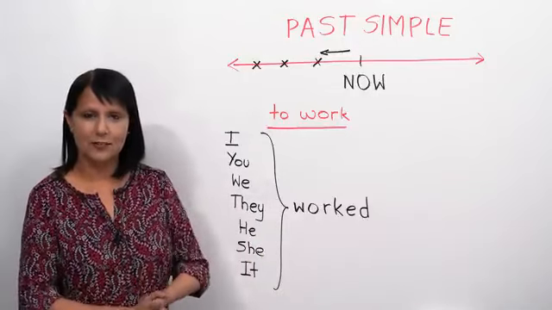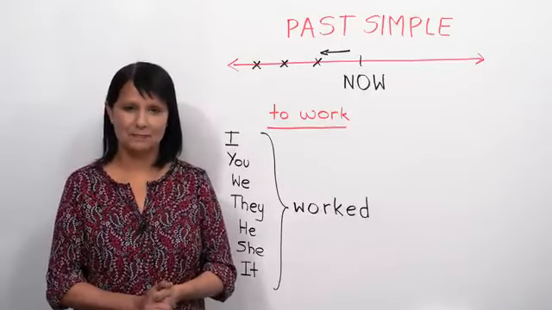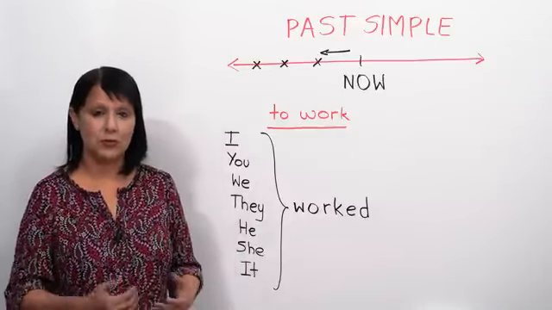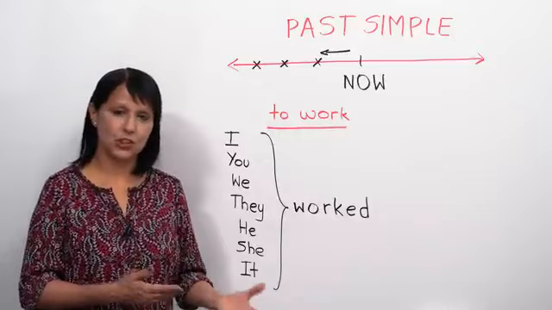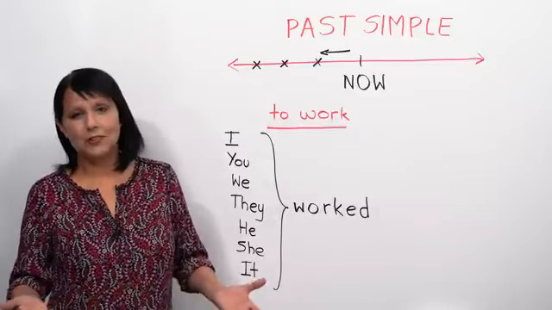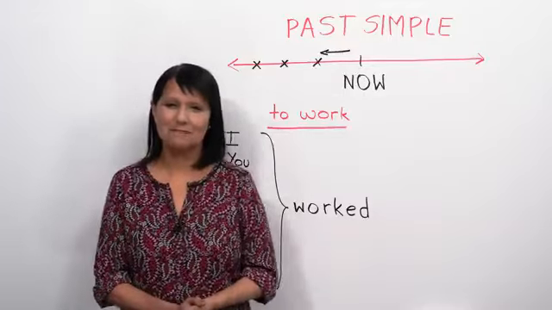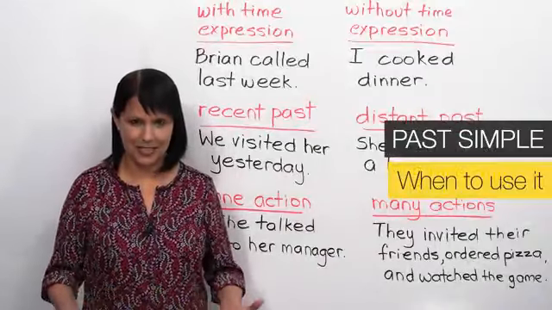So say it after me. I worked. You worked. We worked. They worked. He worked. She worked. And it worked. That's it. You just used the past simple tense. Good for you. Now let's look at when we use the past simple tense.